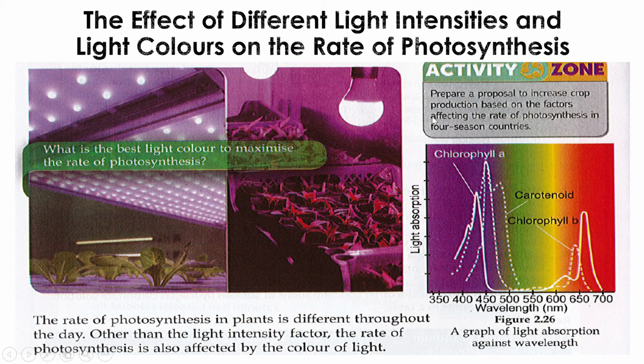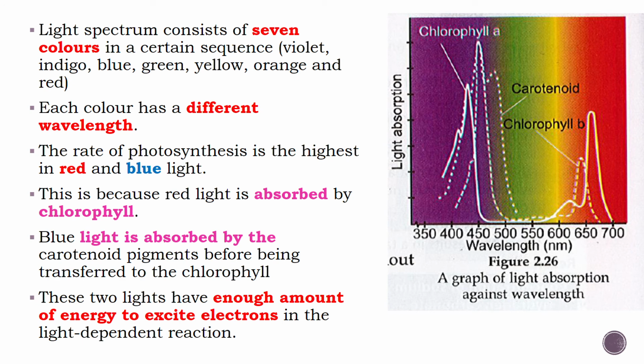Okay, so any graph, light absorption. Okay, setakat berapa dia dapat absorb. Okay, against the wavelength. Okay, so meaning the rate of photosynthesis in plants is different throughout the day. Because selain daripada light intensity factor, it is also affected by the color of light. Color of light. So there's a question over here says, what's the best light color to maximize the rate of photosynthesis? So the light spectrum consists of 7 colors.